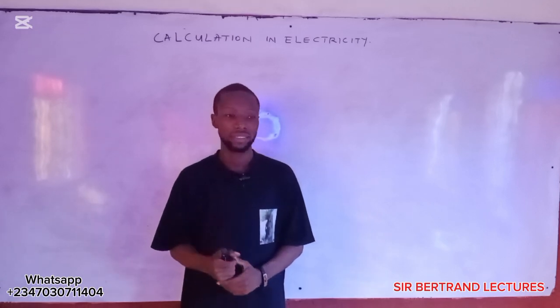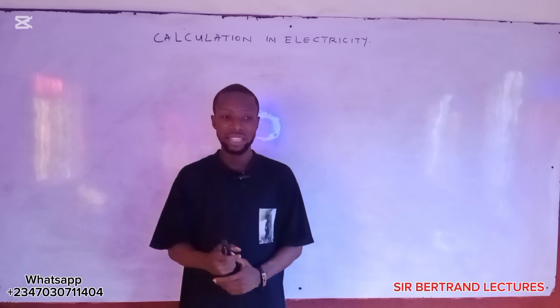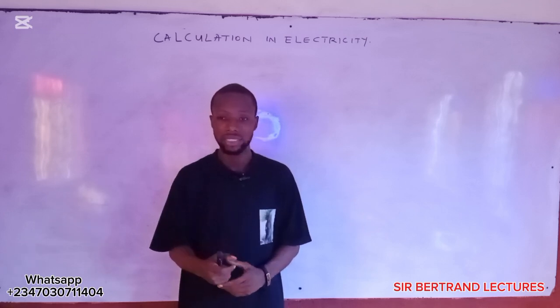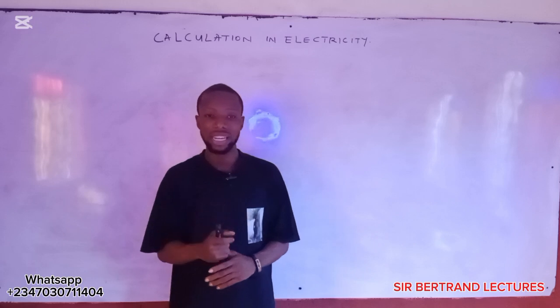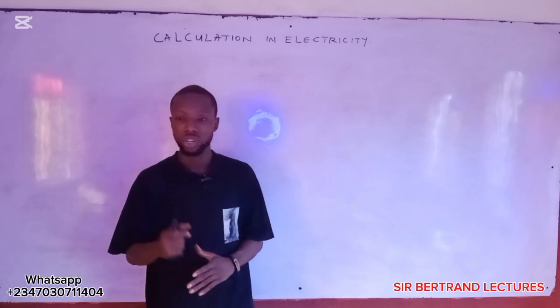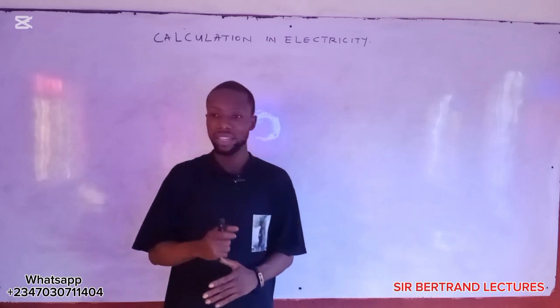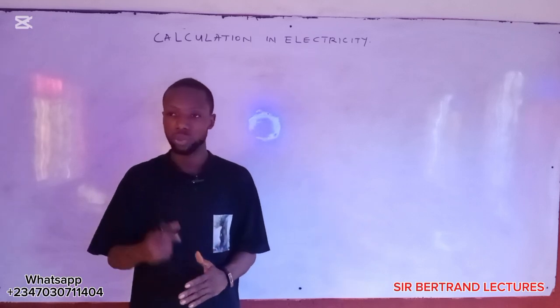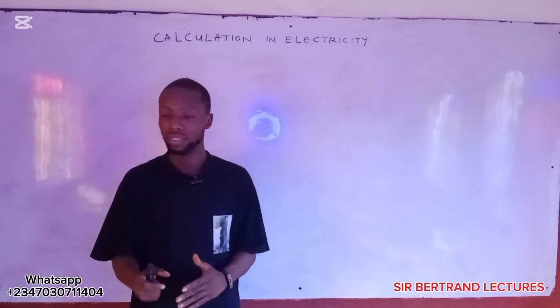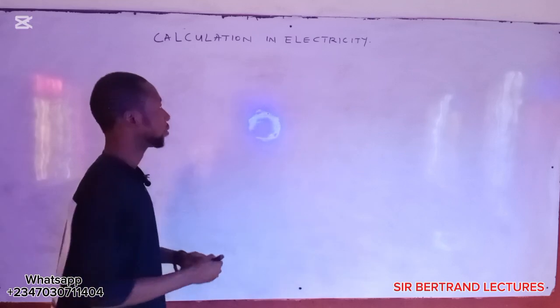What does the law state? Faraday's first law of electricity states that the amount of substance discharged or liberated during electrolysis is directly proportional to the quantity of electricity passing through it.